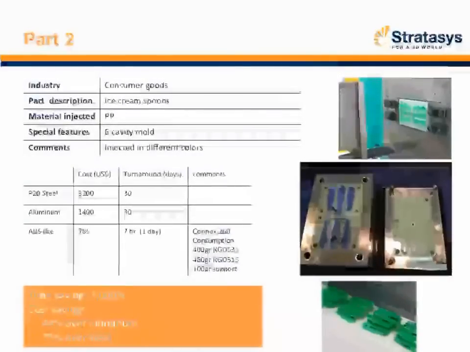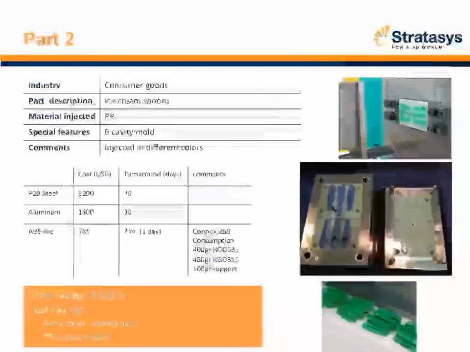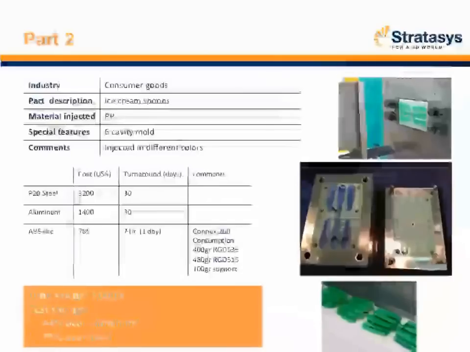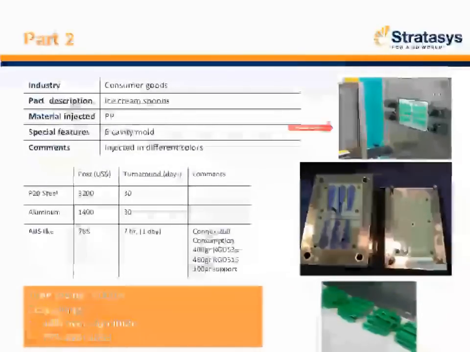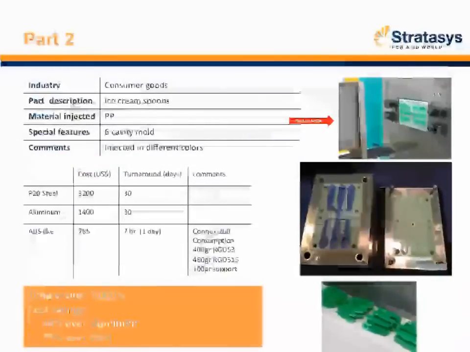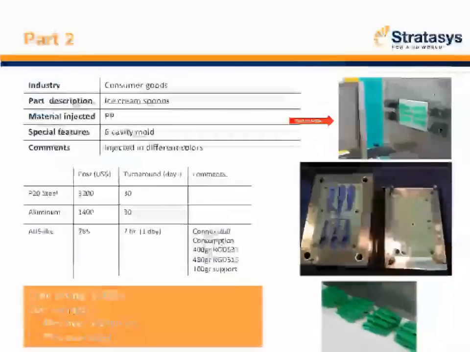In this example, you can see a relatively easy part. This is an ice cream spoon, and this is actually a production mold that was printed from the digital ABS material on our Connex machine. You can see two different examples here of mounting the mold on the injection molding machine. Again, it's an Arburg machine, a standard 70-ton machine.